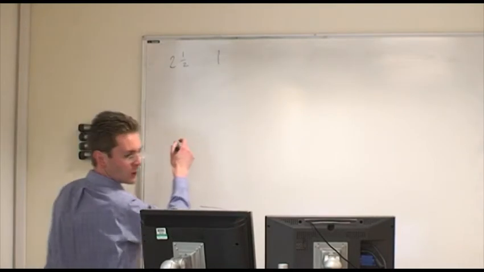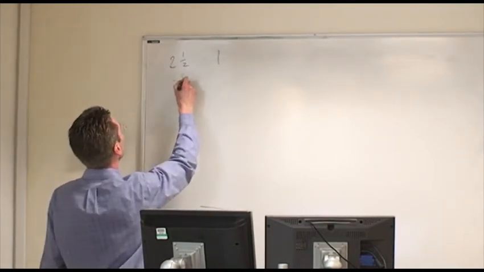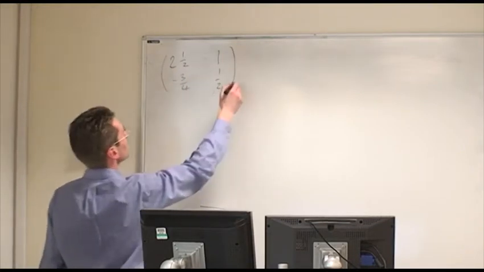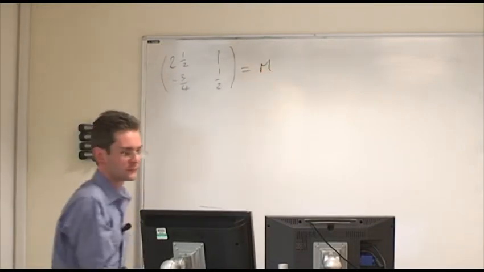Okay, so let's think about a more complicated matrix which isn't diagonal anymore. So 2.5, 1, minus 3/4, a half. Let's call this matrix M.